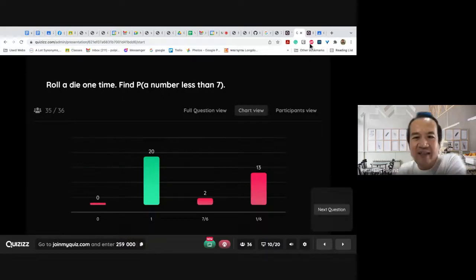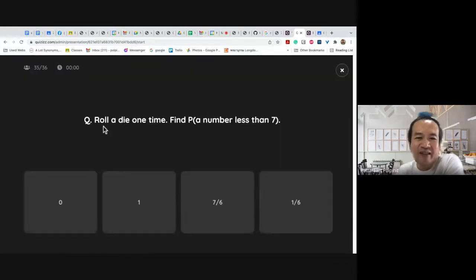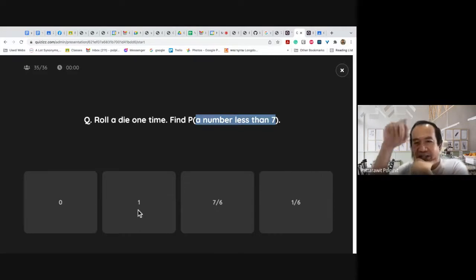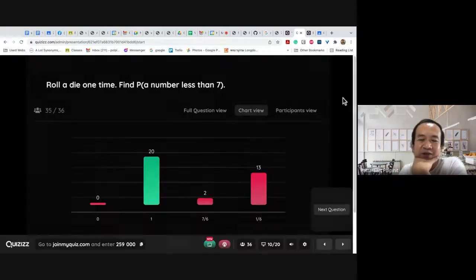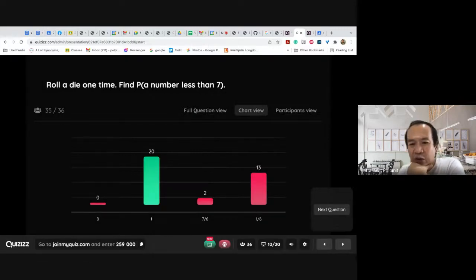So this one is a kind of trick question. Roll a die one time, find the probability of a number less than 7. Well, basically everything is less than number 7, right? So basically this one is 6 divided by 6, because all the possible outcomes are 6, and on top will be the number of rolls that are less than 7, which is also 6. So 6 divided by 6 is 1. So most of you got it correct. 1 over 6? This one is not 1 over 6.